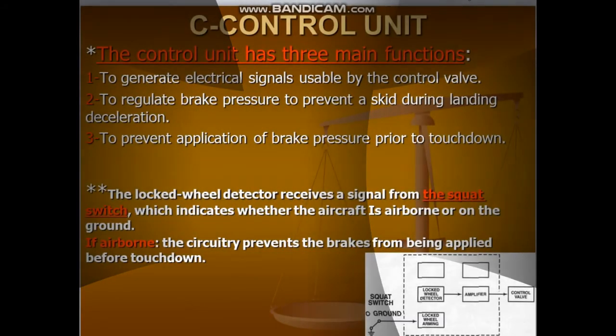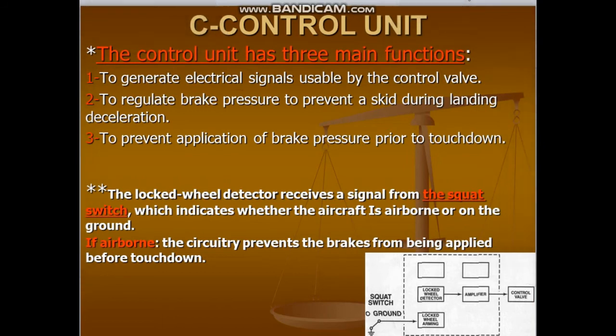The last component of the anti-skid system is the control unit, or the control computer. The control unit has three main functions. The first function is to generate electrical signals usable by the control valve. The second function is to regulate brake pressure to prevent a skid during landing deceleration. And the last function is to prevent application of brake pressure prior to touchdown. So these are the three functions of the control unit.